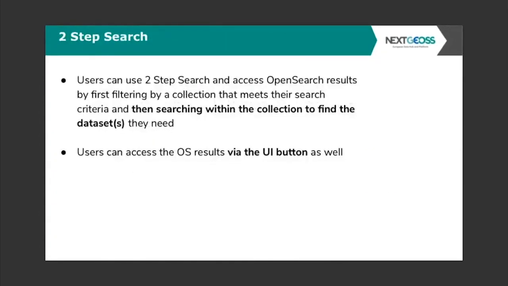We're not only supporting this regular search, we've also worked on providing a two-step search and access to the OpenSearch results by filtering first by a collection, and then you can go on and search within that collection and apply additional parameters. So you can easily find the datasets that you need. This is also available through the OpenSearch matching query button on the Data Hub. Basically, the filters that you have on the Data Hub change according to the collections that you've already selected.